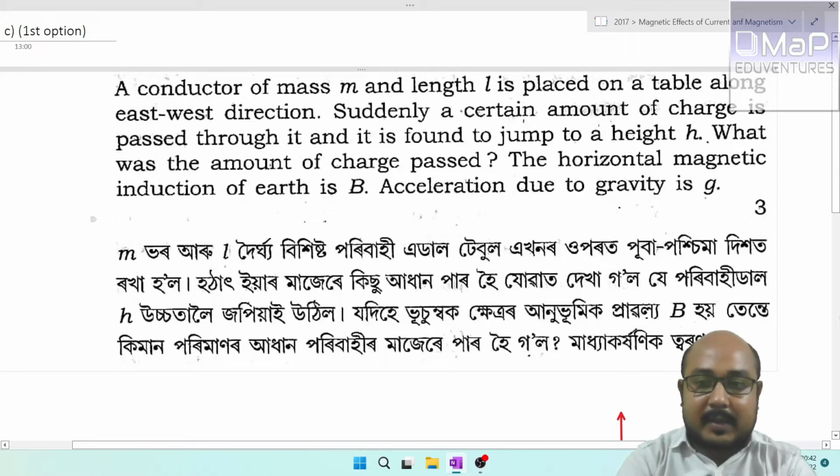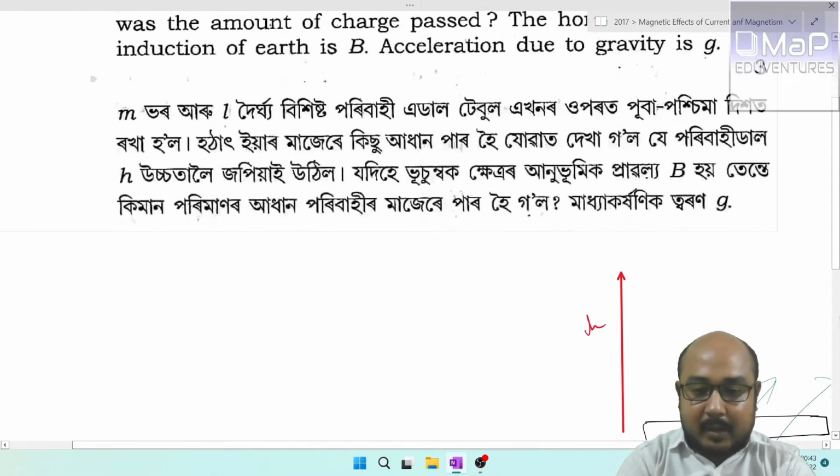Okay, let's start. A conductor of mass m and length l is placed on a table along east west direction. Suddenly a certain amount of charge is passed through it and it is found to jump to a height h. What is the amount of charge passed? Horizontal magnetic induction of earth is B and acceleration due to gravity is g.